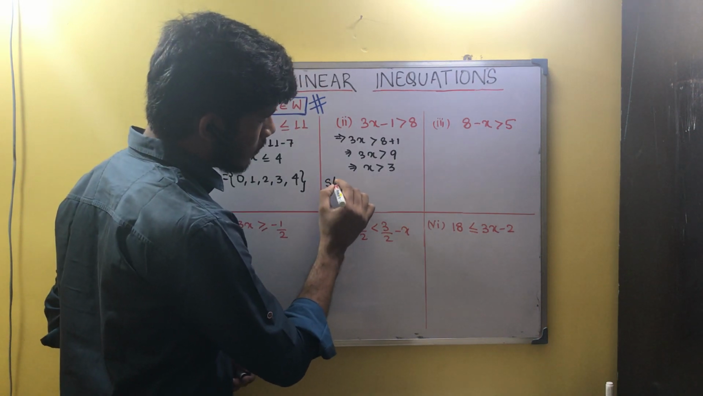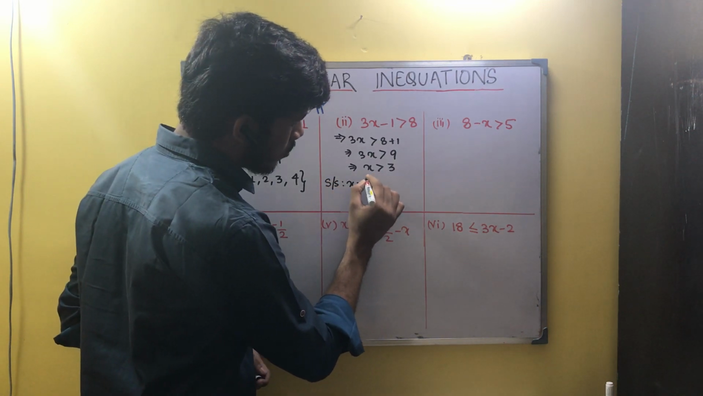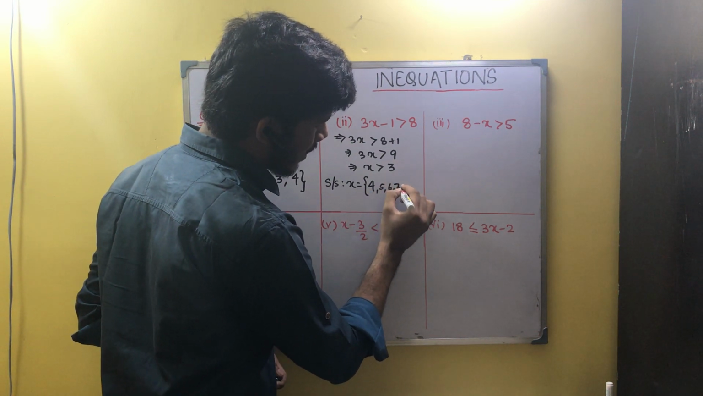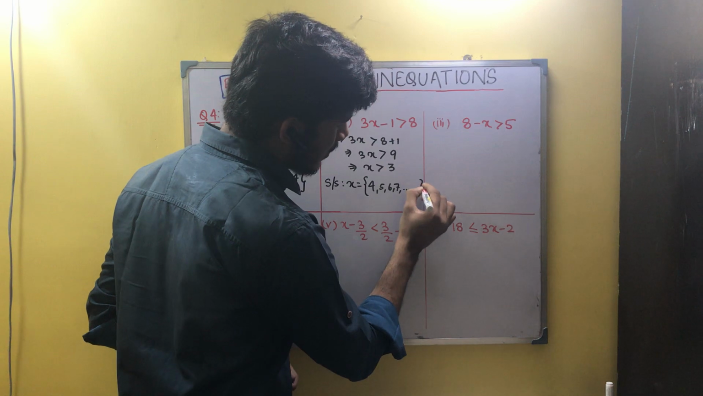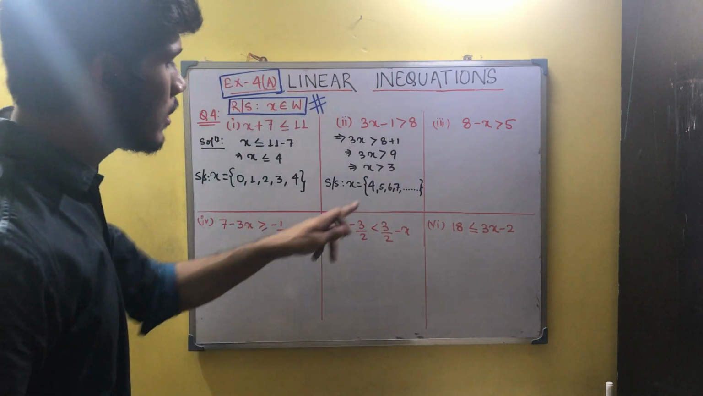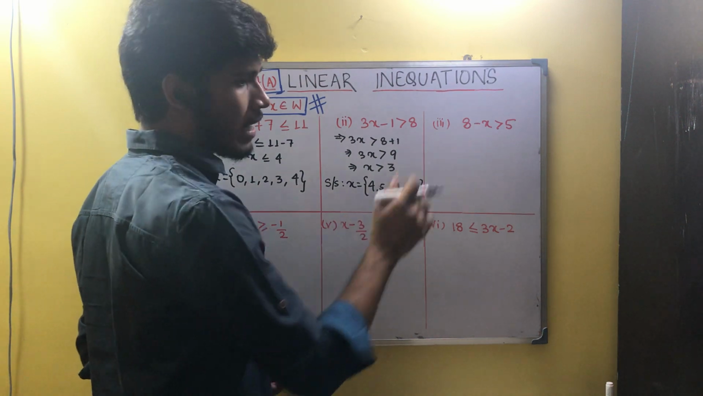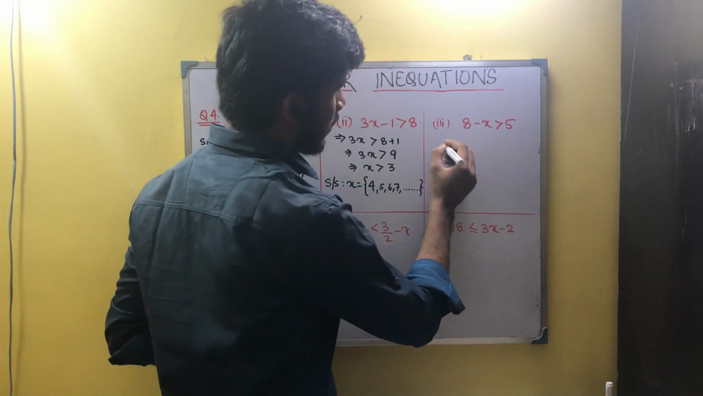So the solution set would be x equals to 4, 5, 6, 7 and so on, isn't it? Up till plus infinity. All these numbers will be the possible values, all these whole numbers from 4 and above. Okay, now the third part.